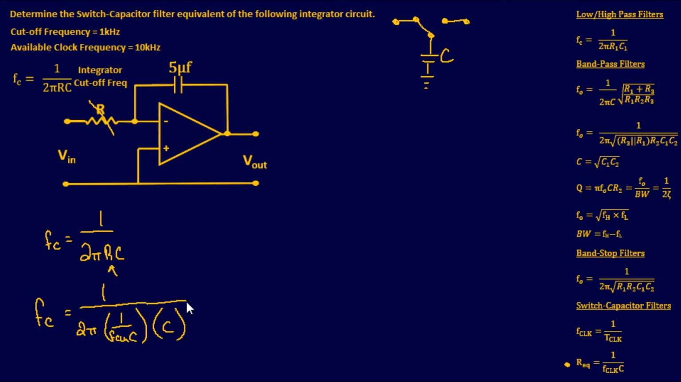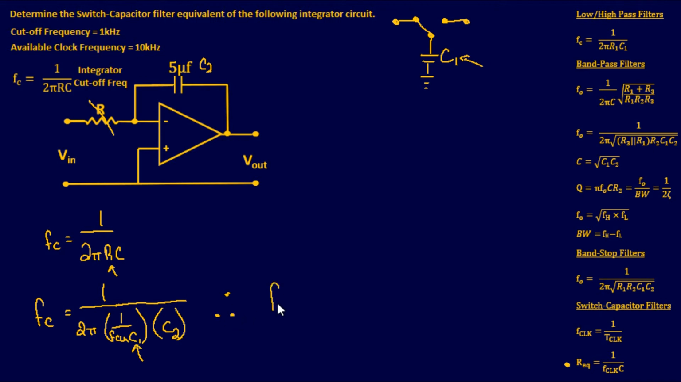Now here's where it can get confusing. This capacitor right here is this guy, and this capacitor right here is going to be our 5 microfarads. They're going to be two different capacitors, so just keep that in mind. In fact, just to keep it easy on us, we'll say this is C2 and this is C1. That way it takes away a little bit of confusion. And of course we can clean this up a little bit.